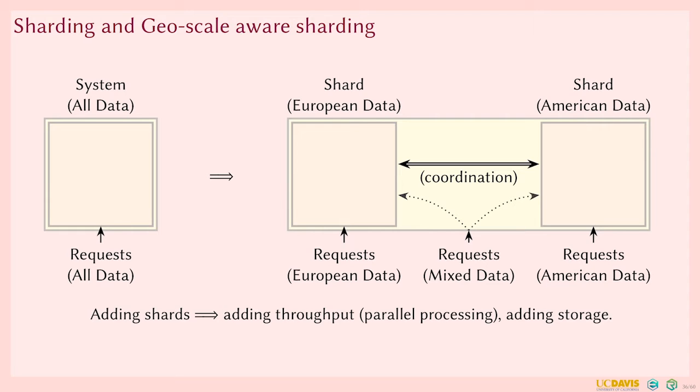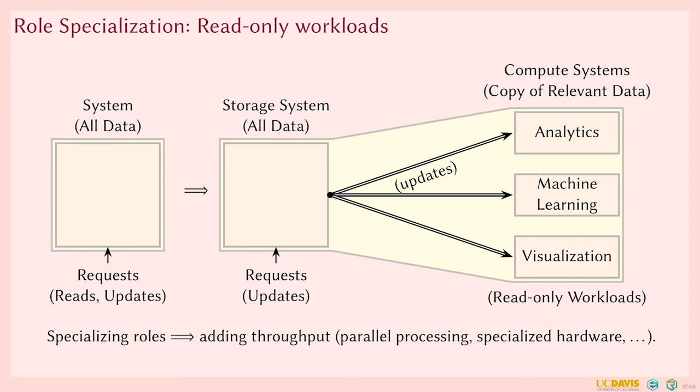But in general, as a lot of transactions only affect a very small amount of data, we see that adding shards will typically add a lot of throughput by enabling parallel processing. It will also add storage capacity by ensuring that each of the subparts of the system only has to store a small part of all the data. And another way in which database systems provide higher performance is by using role specialization.